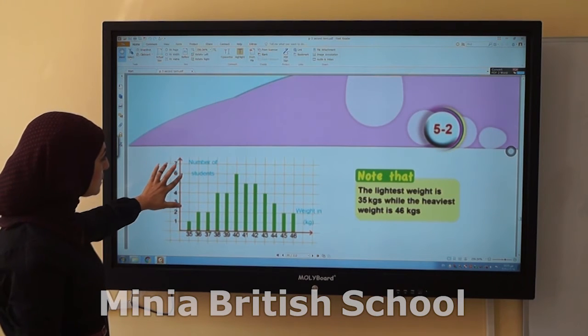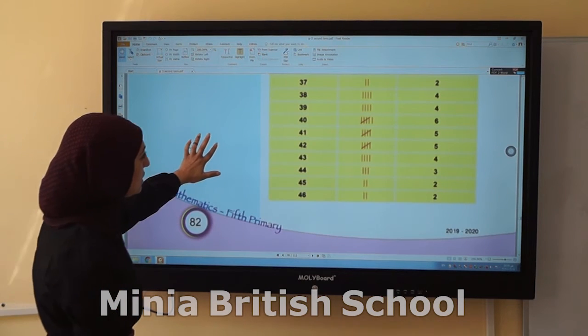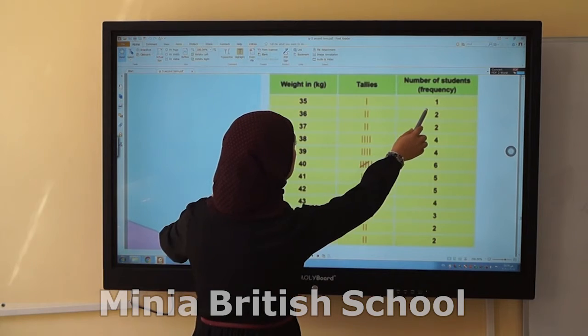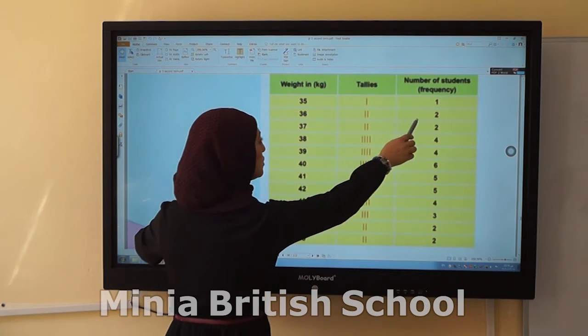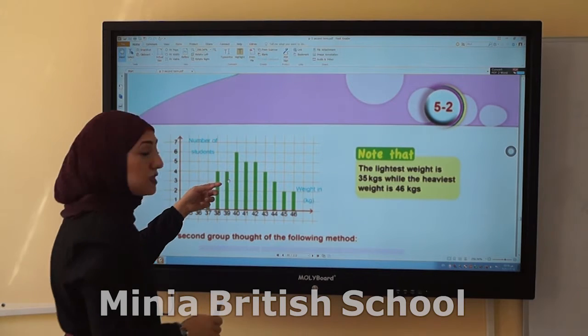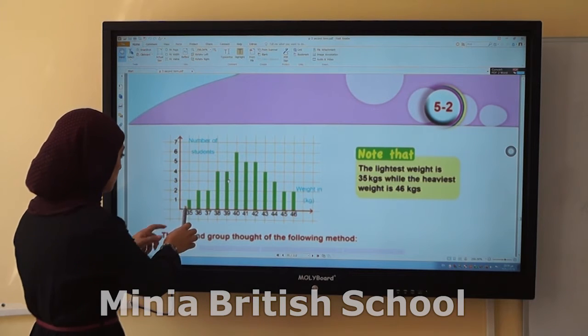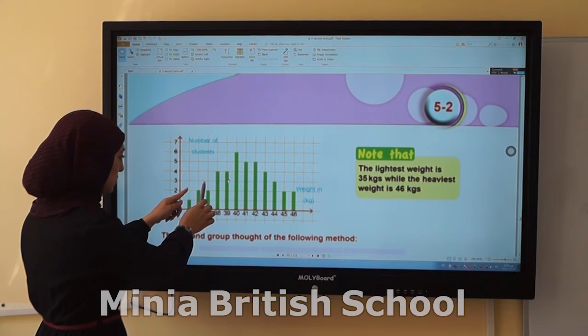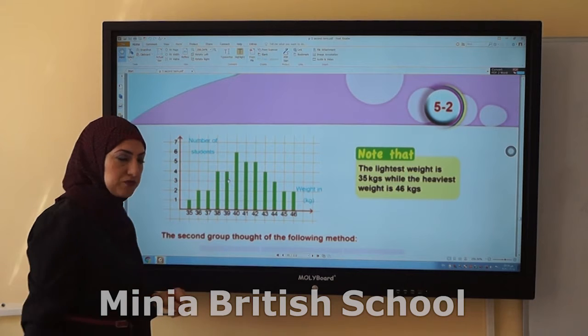And from this table here, 35, okay, 1 student, 36, 2 students, and so on. That which I represented here in this graph, 35 is 1, 36 is 2, 37 also 2, and so on. Okay?